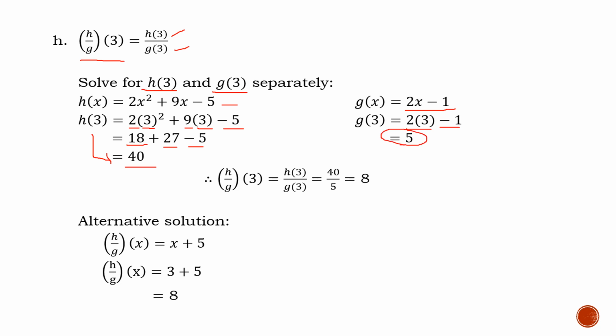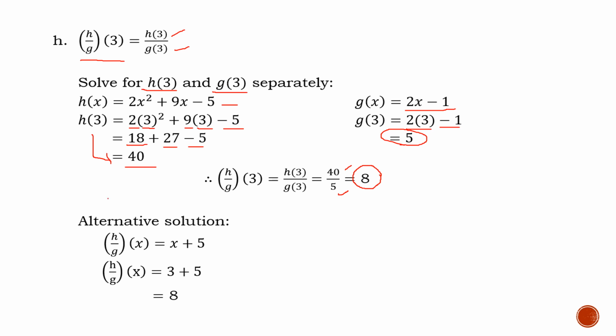It becomes 5. Now, since we already know the value of your h of 3 and g of 3, then we just simply copy or substitute the values for your h of 3 and g of 3. It becomes 40 over 5. So 40 over 5 is equal to 8.